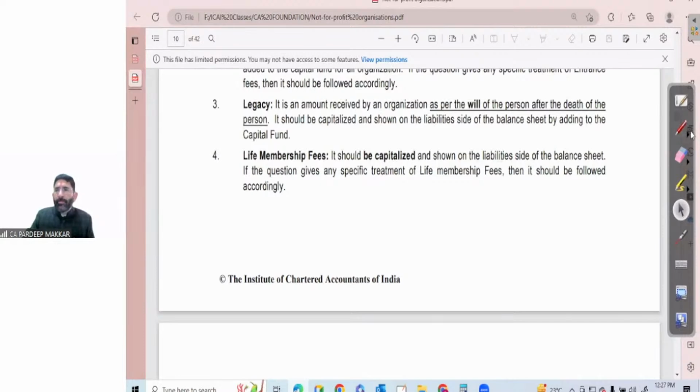One word is there, which is legacy. Legacy is meant for the amount received when a person has died, or a person has made a will, and accordingly after the death we receive some payment in our NPO, our organization. That amount is assumed to be a capital income and hence added to the capital fund directly. Legacy will always be a capital receipt.